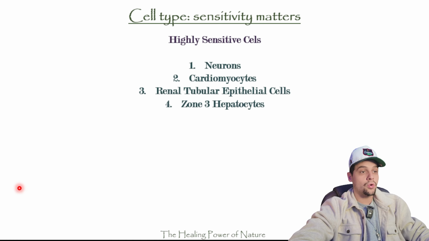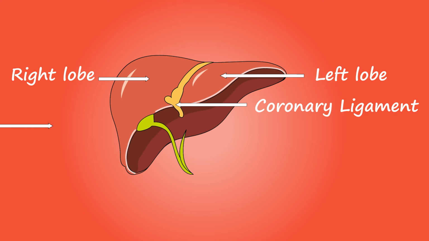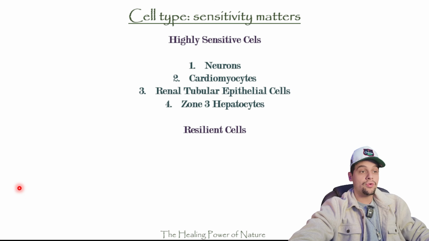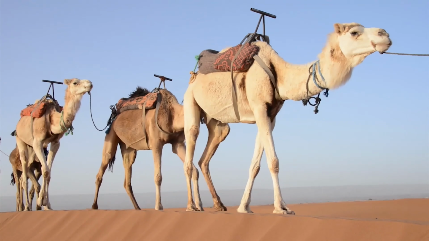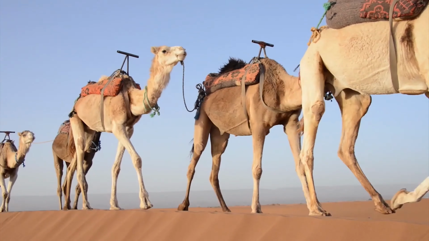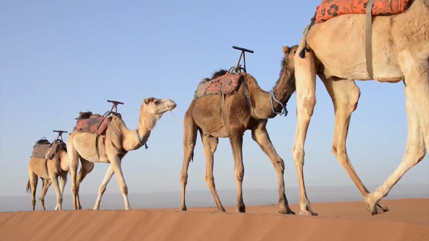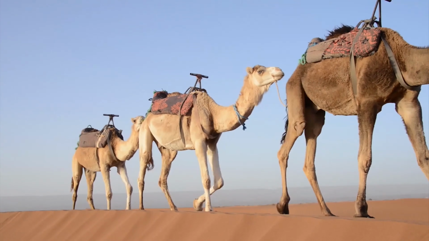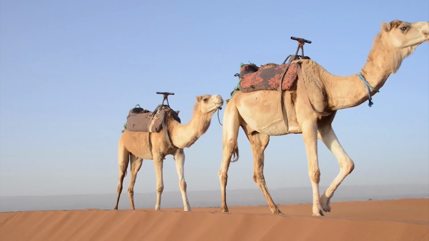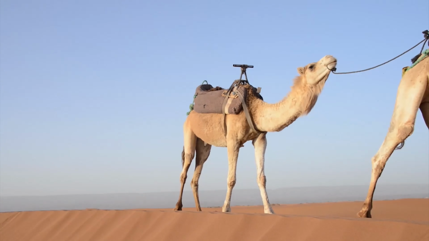Zone 3 hepatocytes, or liver cells, located near the central vein, receive the least oxygen, so they are resilient cells. I like to think of a camel analogy. Just like camels are uniquely designed to endure harsh desert conditions, such as extreme heat, water scarcity, and limited resources, cells also have mechanisms to survive and adapt in challenging environments, depending on the cells.